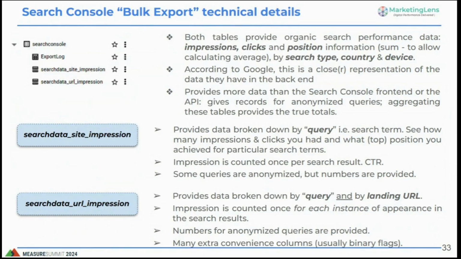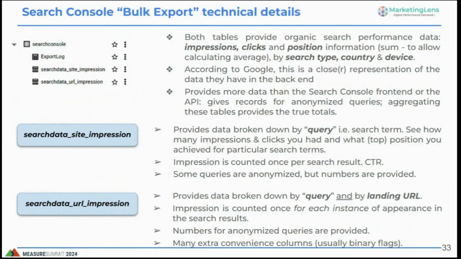Some queries are anonymized, so you don't see those search terms themselves, but you get the numbers for them in a separate row where the search query itself is not shown, but the volume of all those queries is included for that array of dimensions where the query is not shown because of anonymization.